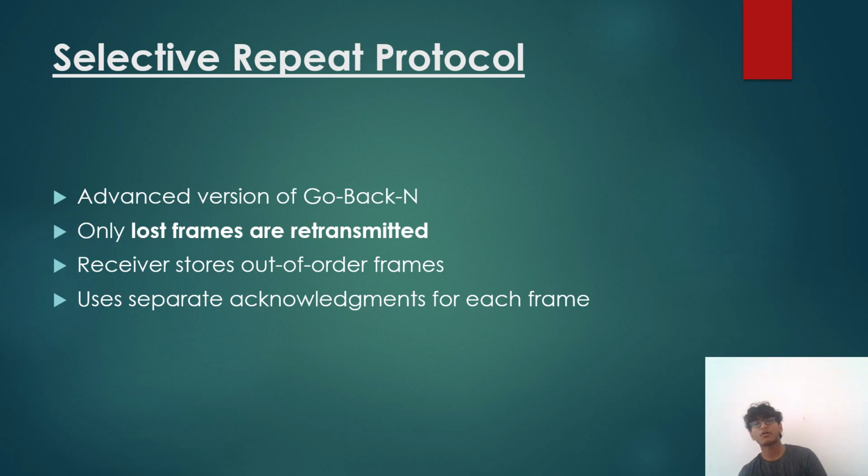The second error control method is the Selective Repeat protocol. This is the upgraded version of the Go-Back-N ARQ. It is the advanced version of it. Here only the frames which are actually lost are retransmitted, not the entire series. Here the receiver stores out of order frames, and it uses a separate acknowledgement for each frame.